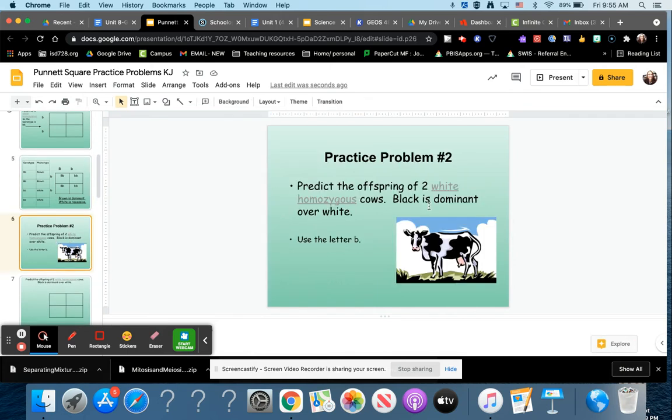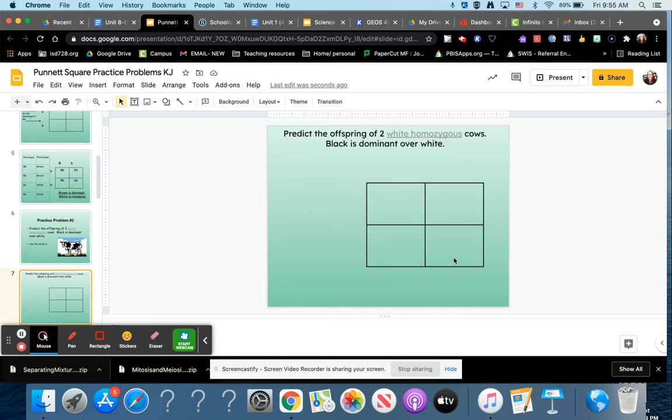Predict the offspring of 2 white homozygous cows. Black is dominant over white. Use the letter B. So here is the Punnett square. Now we know that both of these cows are white homozygous. Homozygous means that they have the same allele. And since black is dominant and white is recessive, the allele that they both have is the recessive allele.